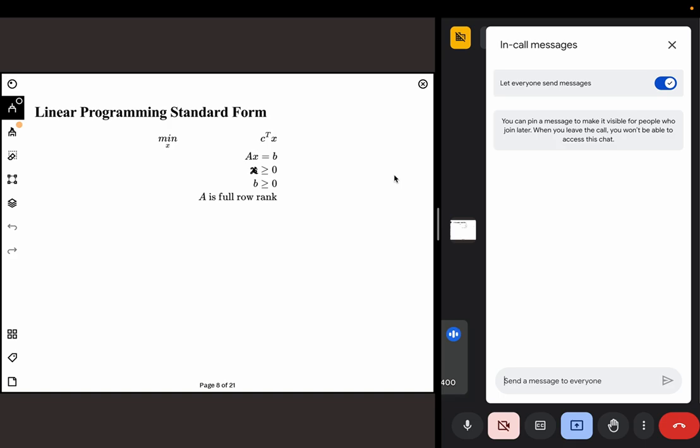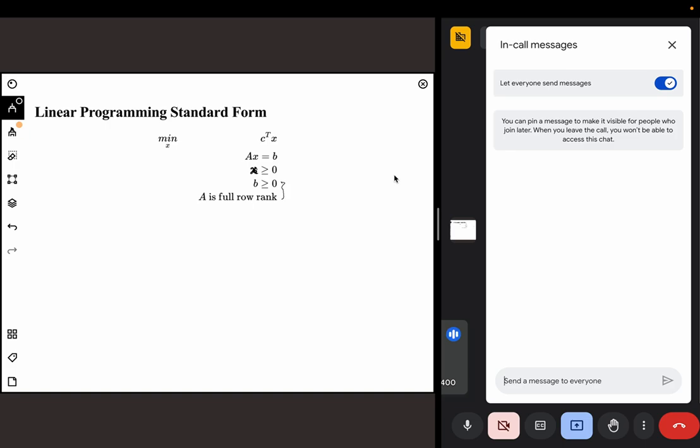So this is a standard form of a linear programming problem. You try to minimize a function. This is a linear function, C transpose x, subject to the constraint Ax equal to B, provided x is greater than or equal to 0. Let's not get into the details for now, but this should be sufficient. So you have to minimize some linear function subject to these constraints.